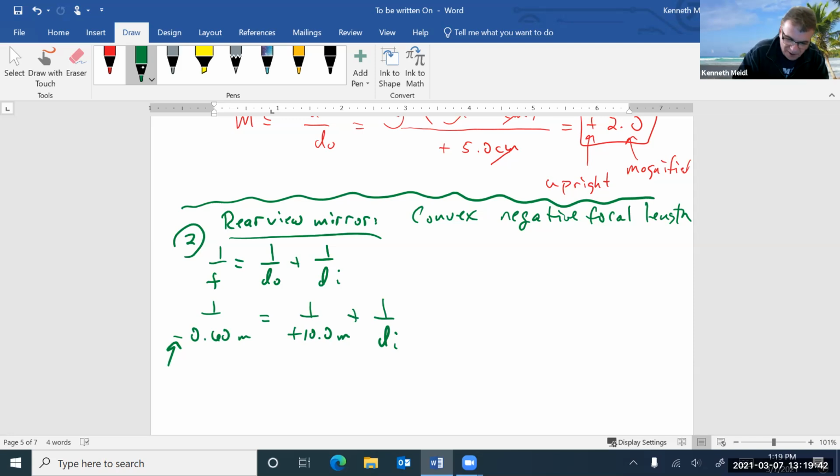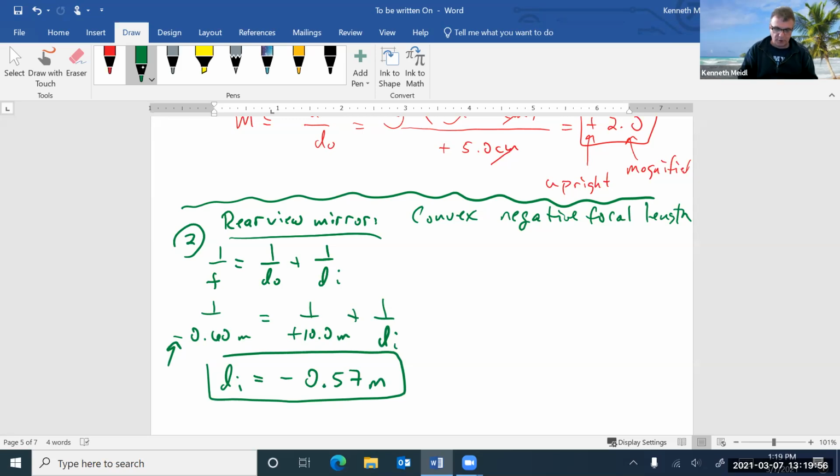And I think I'm getting this. This looks kind of suspicious to me, but I'm going to try this again here. A minus sign and 0.57 meters. So my first best guess is that 0.6, minus 10. Well, I'm getting the same thing here. Okay, so I think that looks probably okay then. So I'm getting about 0.57 meters is my image distance.